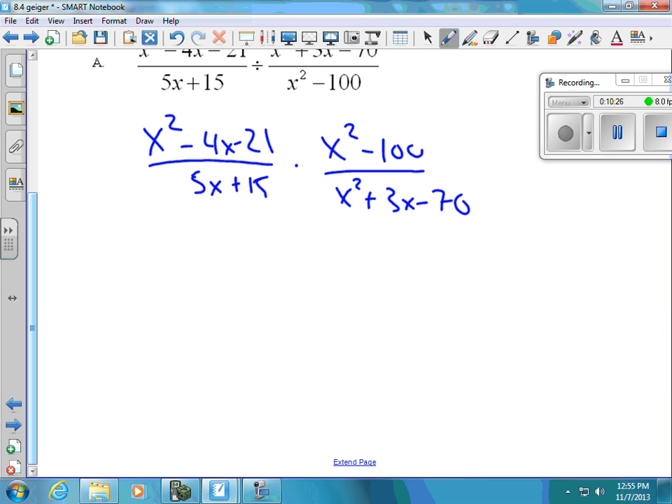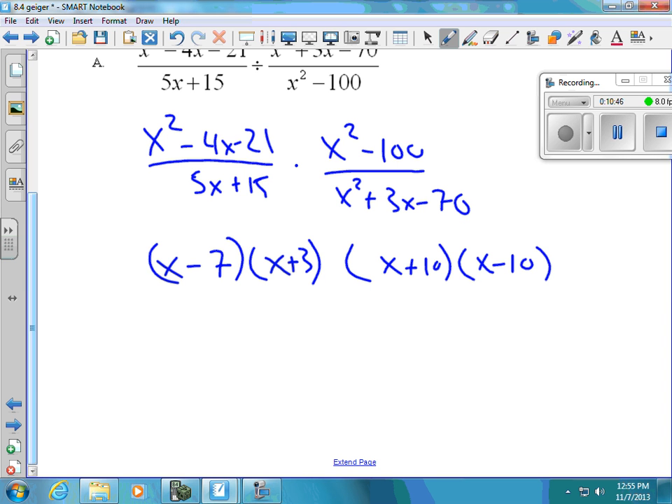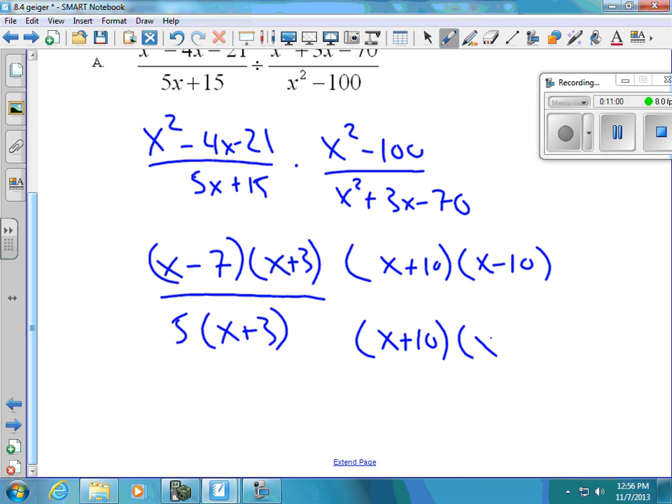The numerator, we can think of what a times c, what multiplies to make negative 21 and adds to make negative 4. X minus 7 times x plus 3. X squared minus 100, that's a difference of squares. That's x plus 10 times x minus 10. On the bottom, 5x plus 15, I can simply factor out a 5, and I get x plus 3 left over. And over here, what multiplies to make negative 70 and adds to make 3? That would be an x plus 10 times an x minus 7.